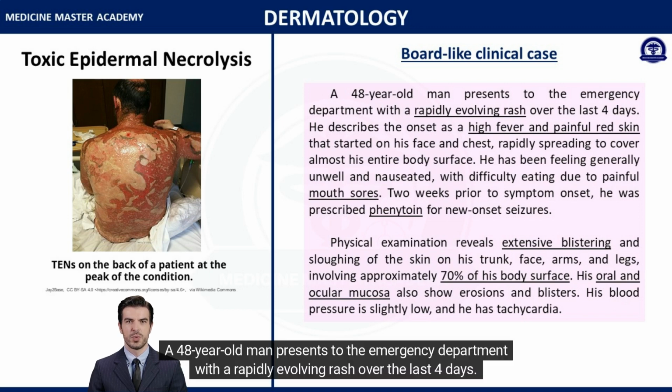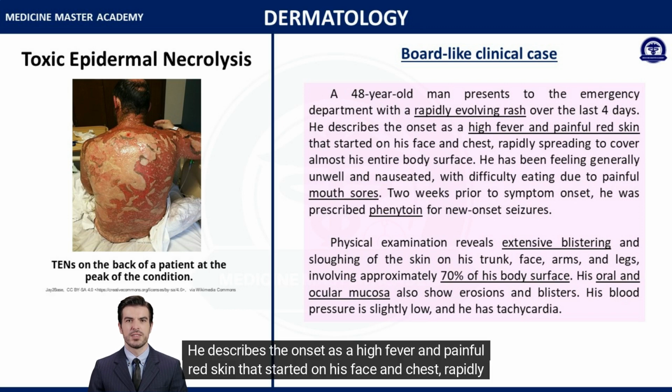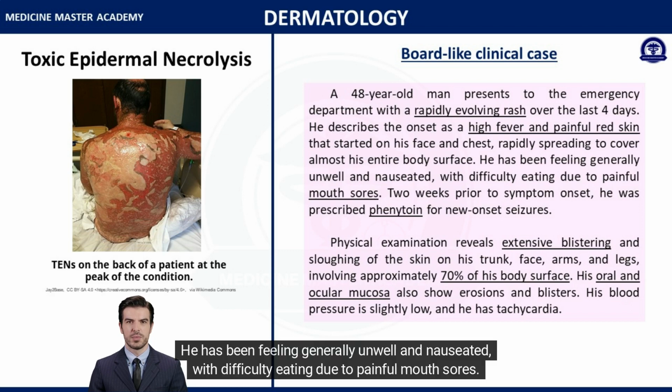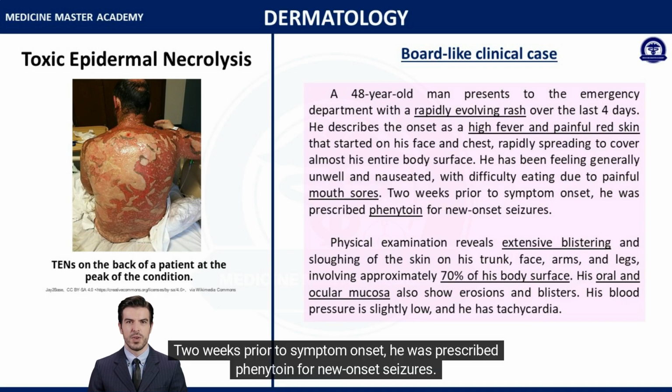A 48-year-old man presents to the emergency department with a rapidly evolving rash over the last 4 days. He describes the onset as a high fever and painful red skin that started on his face and chest, rapidly spreading to cover almost his entire body surface. He has been feeling generally unwell and nauseated, with difficulty eating due to painful mouth sores. 2 weeks prior to symptom onset, he was prescribed phenytoin for new onset seizures.